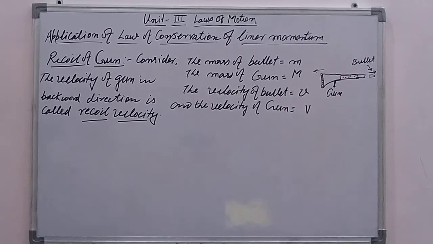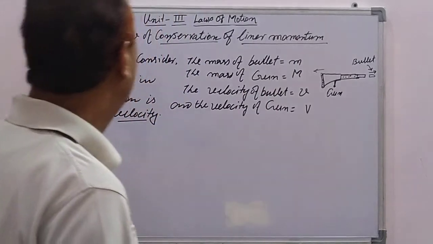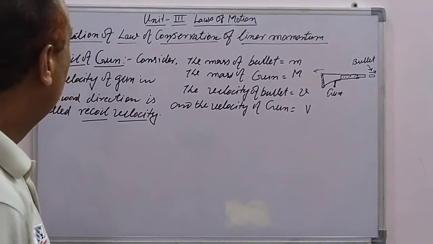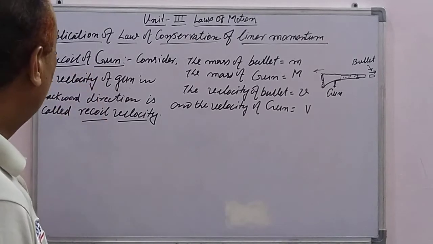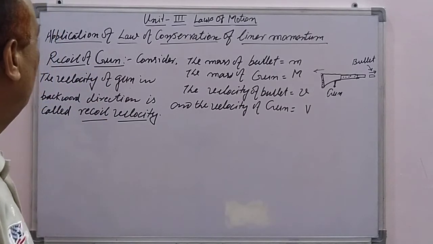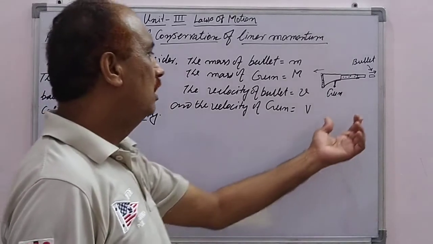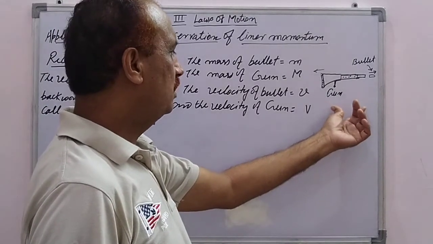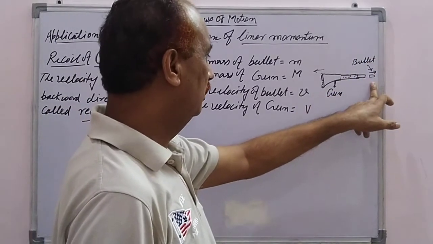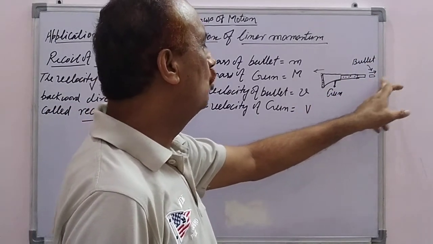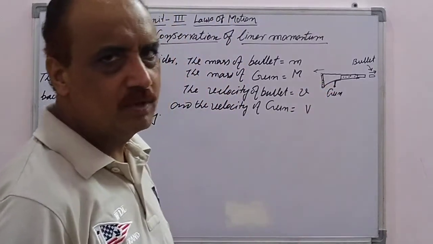Okay students, in this video we will discuss the application of the law of conservation of linear momentum, and one important application is the recoil of gun. To explain that application, we have to consider a system of a gun and a bullet. When the bullet is fired from the gun, the bullet moves in the forward direction and the gun moves in the backward direction.